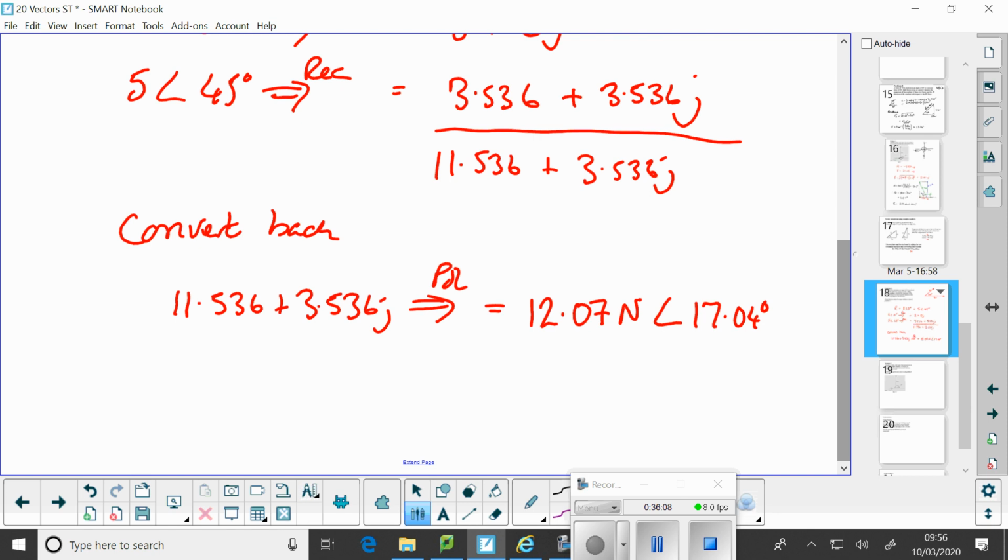So, please have a go at problem 7, which is the 3 velocities you just did the manual way. Have a go at doing them by converting their polar values to rectangular, adding them together, and getting an answer.